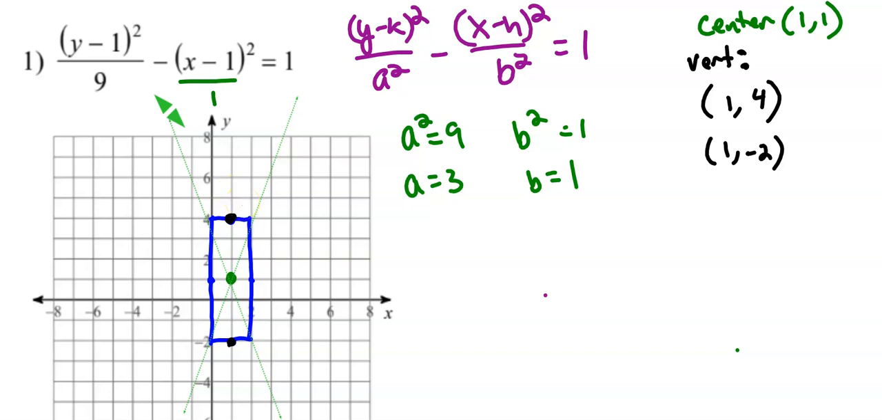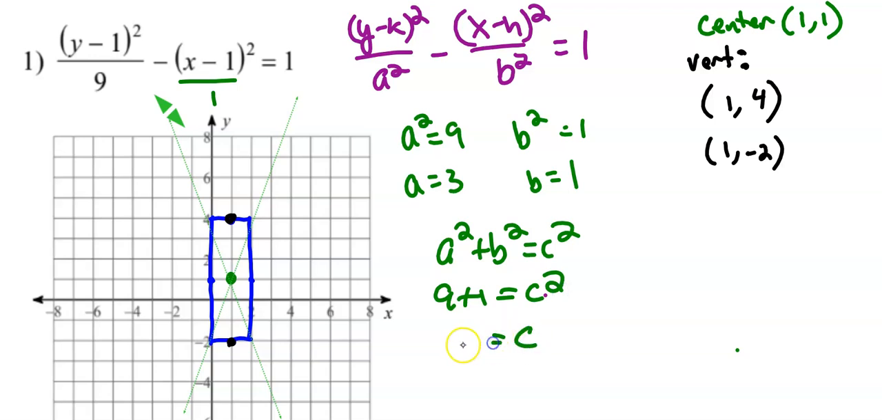And so the nice thing about hyperbolas is we can use the equation a squared plus b squared equals c squared. That gives us what c's value is. So we've got 9 plus 1 equals c squared, where c is equal to √10. So if you go away from the center, up √10 and down √10, you'll hit your foci.